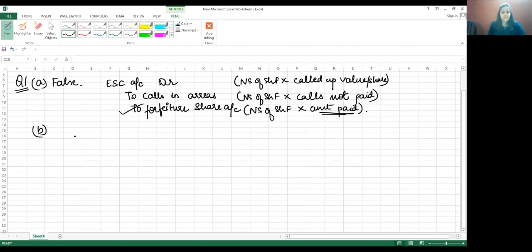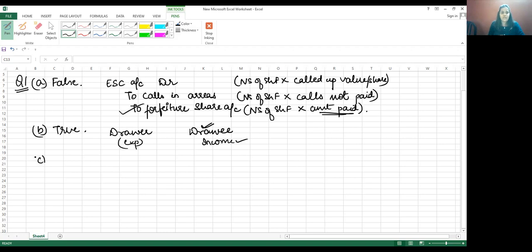Then the next one, discount at the time of retirement of bill is a gain for the drawee. Yes, this is true. Retirement of bill means paying early. You have drawer and you have drawee. Retirement of the bill means the drawee is paying the bill early, so the drawer gives some discount. This discount is an expense for the drawer and an income for the drawee. So therefore this is true, income or gain, whatever.